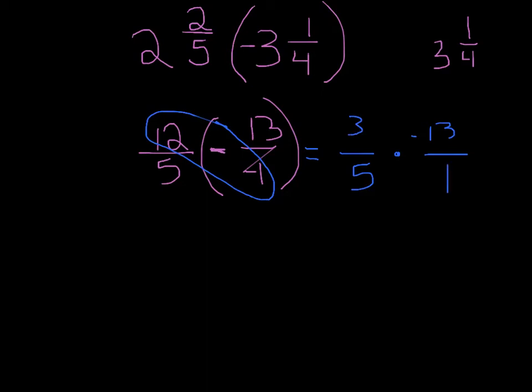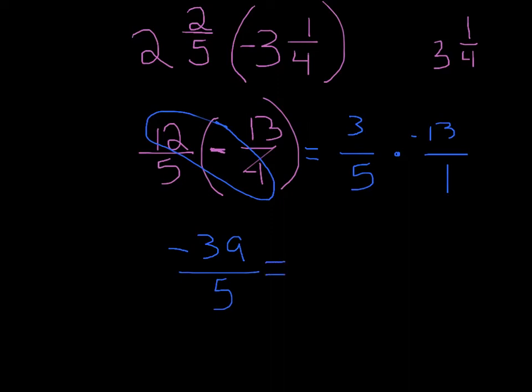Cross simplifying is just a way to make our numbers smaller. You don't have to do it this way. But we have 3 times negative 13 is negative 39, and then 5 times 1. So now we just have to simplify that.